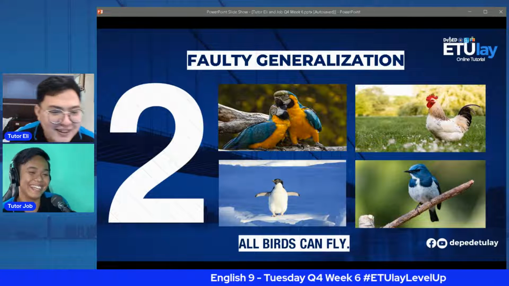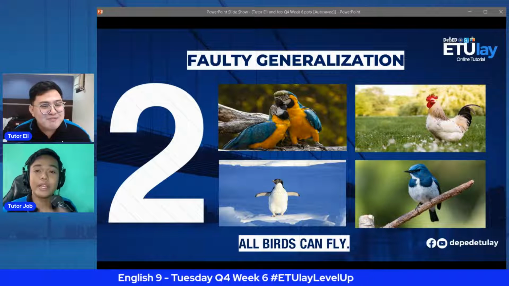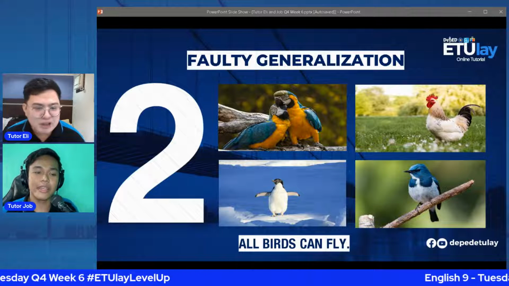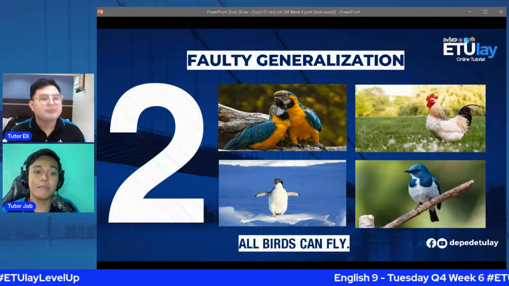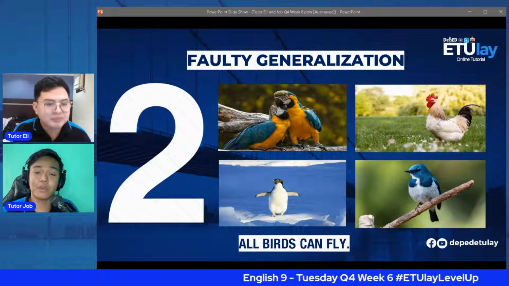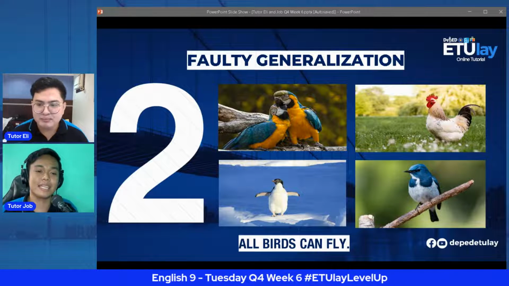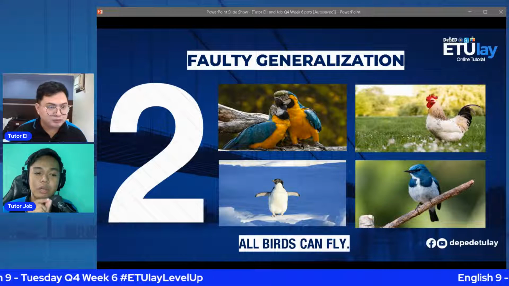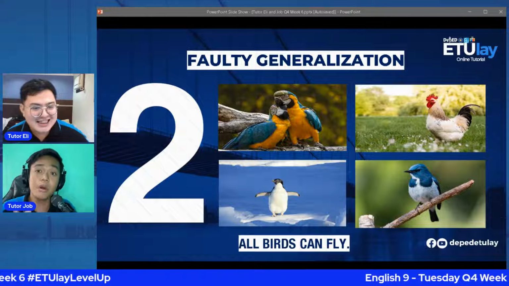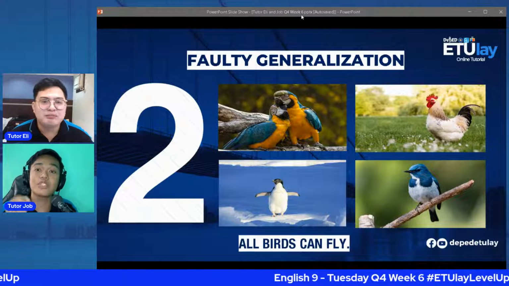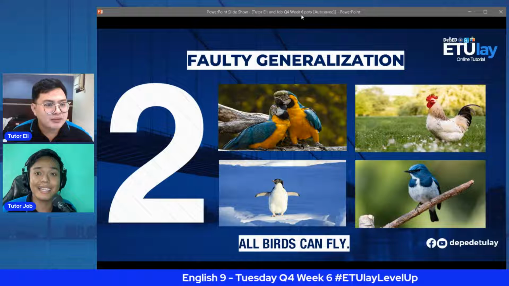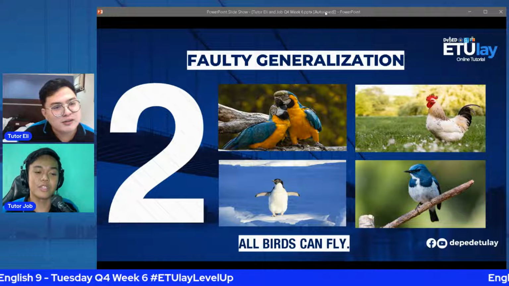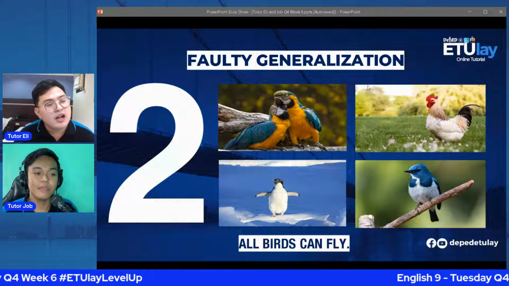So you see how the word all, when you see it in this example, is faulty because there are some birds that cannot fly. So this is now a faulty generalization because it's not true all the time. What if we change the word all into, for example, most? We can say most birds can fly. Then that is a valid generalization.